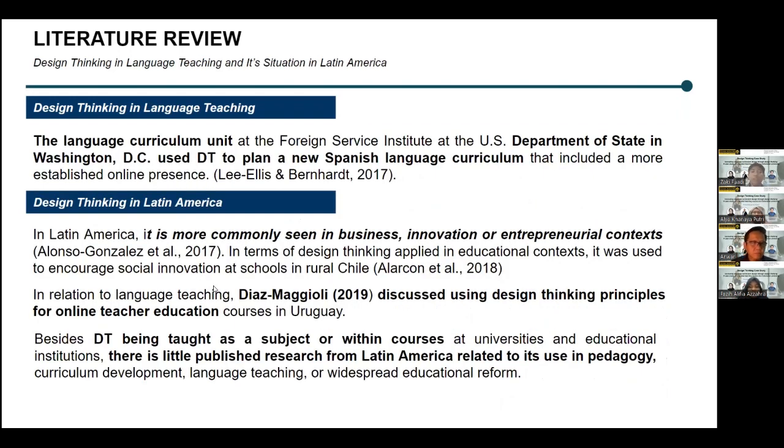And then next is design thinking in language teaching. The language curriculum unit at the Foreign Service Institute at the U.S. Department of State in Washington, D.C. used design thinking to plan a new Spanish language curriculum. Design thinking in Latin America is more commonly seen in business, innovation, or entrepreneurial contexts. But Diaz Maggioli discussed using design thinking principles for online teacher education courses in Uruguay. Besides design thinking taught as a subject or within a course at a university or educational institution, there's little published research from Latin America related to its use in pedagogy.